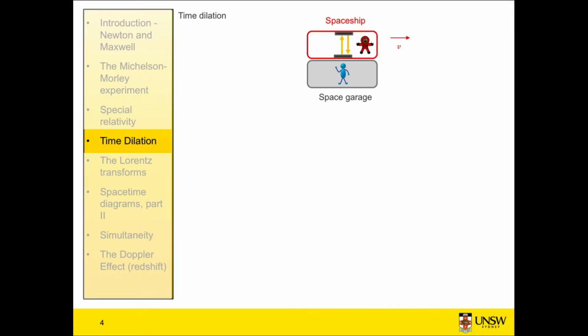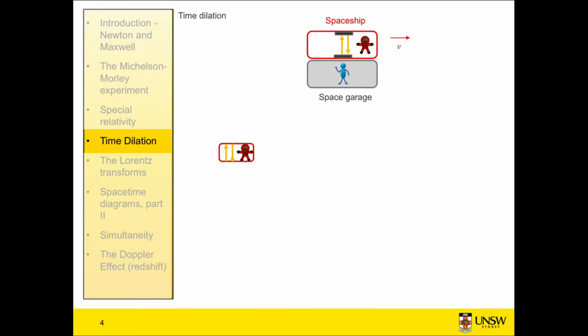On the spaceship, there's a clock, and that clock is a light clock. How a light clock works is that a beam of light is sent out from the bottom of the ship, in this case, travels across the width of the ship and is reflected back to its starting point. 1 second is the time it takes for the light to make that round trip. And so what we're going to look at is what the astronaut and what the space mechanic see the light do from their points of view, so from their individual reference frames.